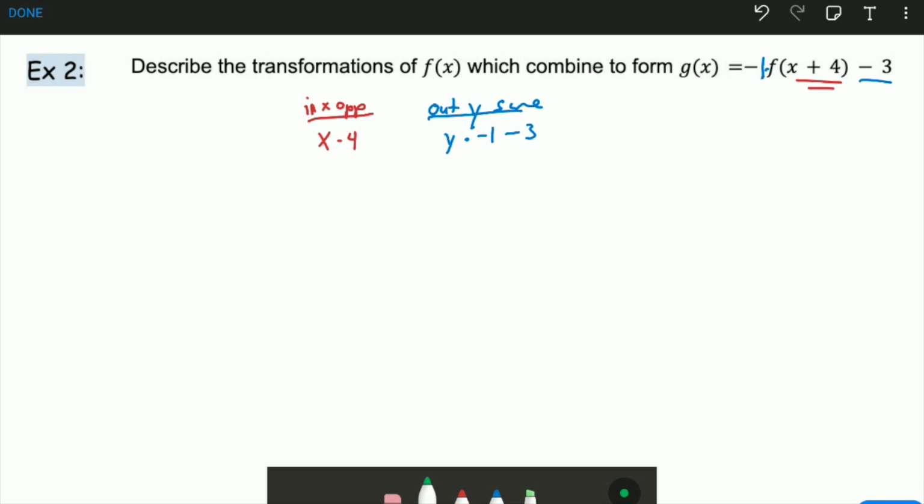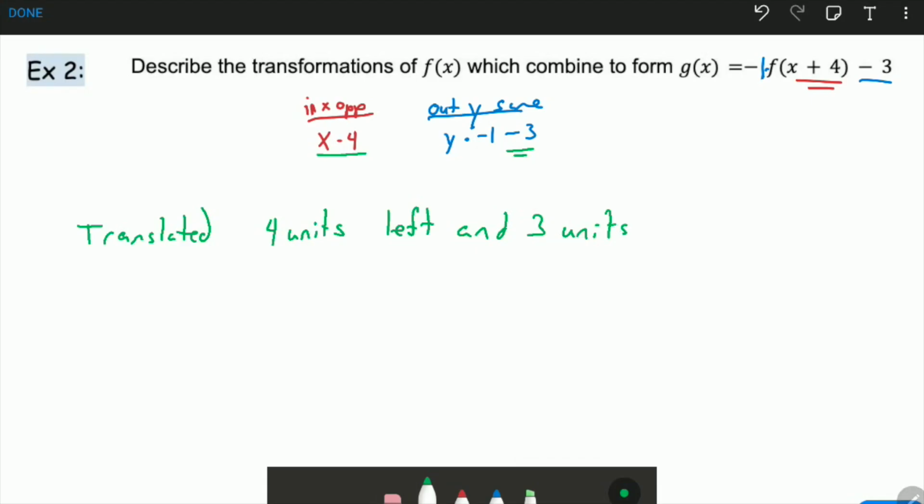I'm going to start with translations. Translations are caused by addition and subtraction. I have addition and subtraction with x, so we're going to translate 4 units. And if I subtract 4 from the x values, that's going to move in the left direction. We also have addition and subtraction with the y values. We're subtracting 3, so 3 units. Since we're subtracting 3, it's going to be 3 units down.